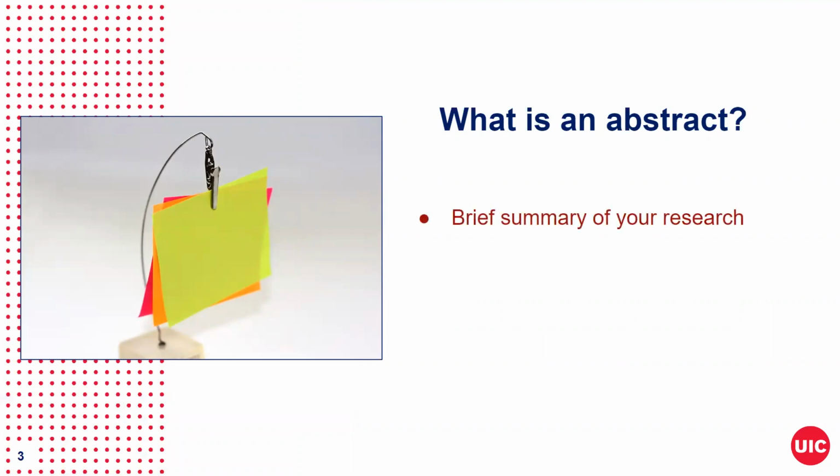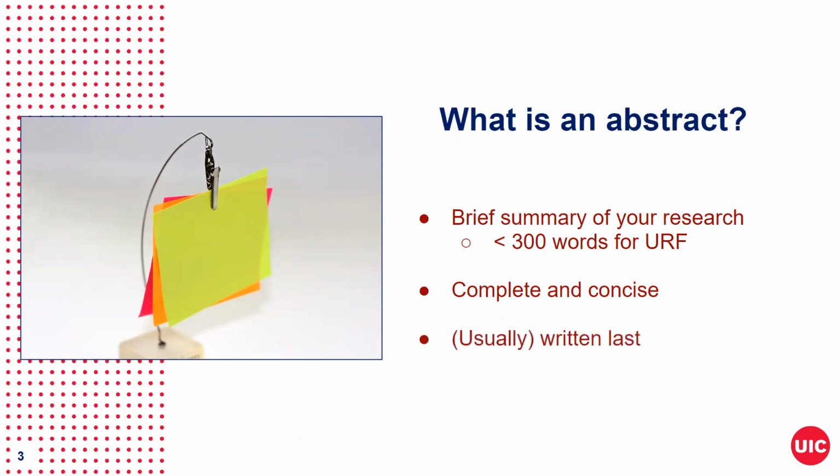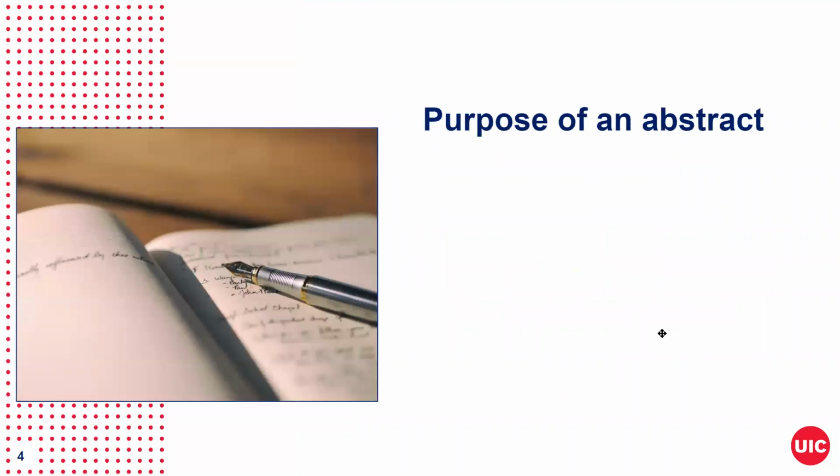What is an abstract? It's a brief summary of your research. It is less than 300 words. It will be complete and concise, which definitely sounds oxymoronic, but let's keep going. And usually you'll write it last.